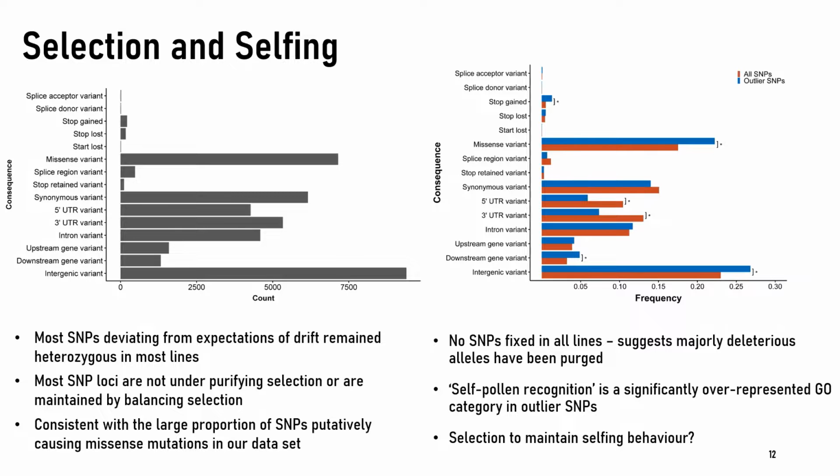And interestingly, self-pollen recognition, which is a gene ontology category for rejection of self-pollen, was significantly overrepresented in outlier SNPs, so these SNPs that are under selection. So there may be some selection to maintain selfing behavior as they're remaining heterozygous. That's something that we could pursue further.